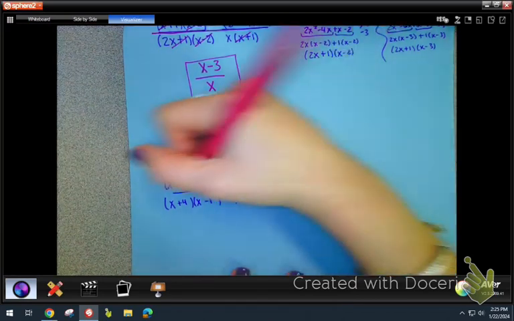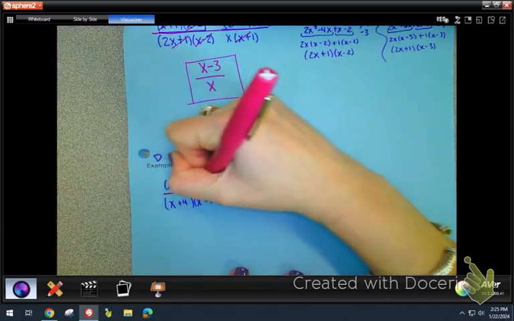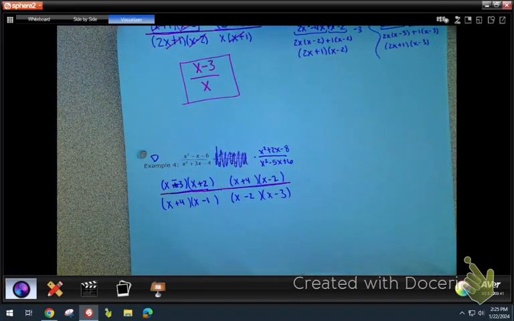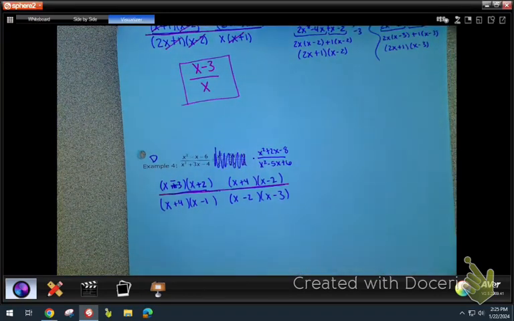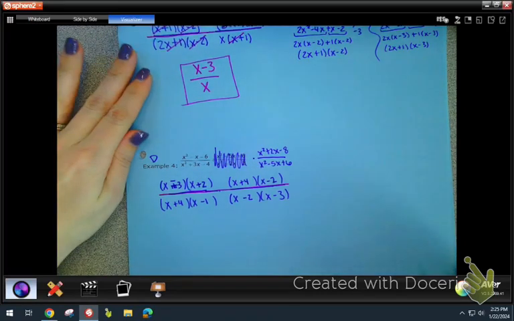At this point, now we have a mega fraction. Solve multiplication. Simplify out what you can.